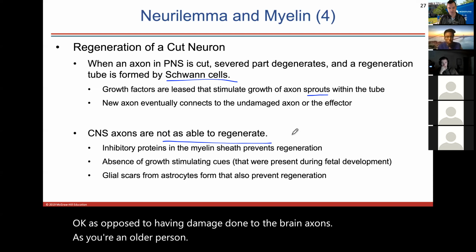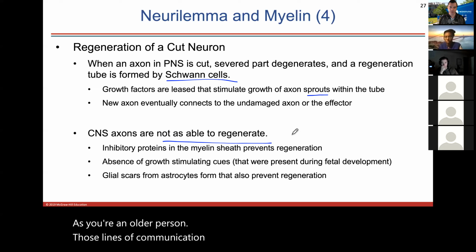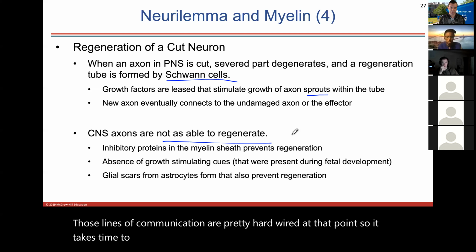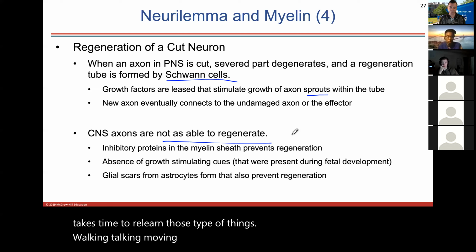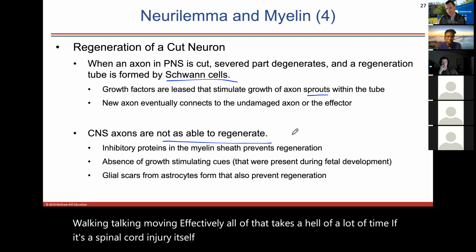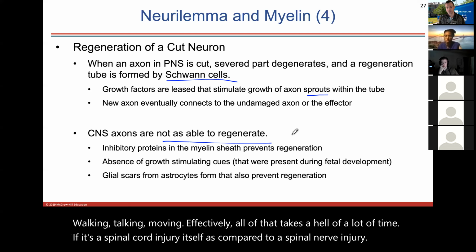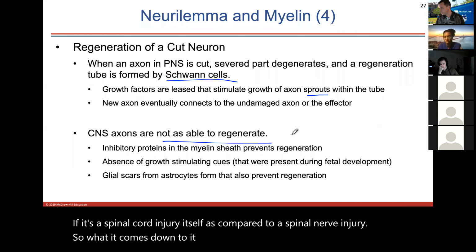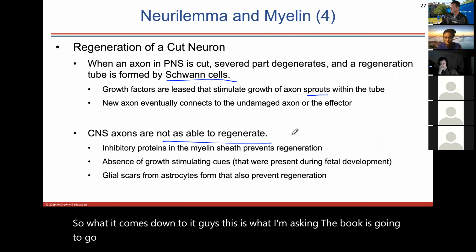Those lines of communication are pretty hardwired at that point. So it takes time to relearn those types of things. Okay? Walking, talking, moving effectively. All of that takes a hell of a lot of time if it's a spinal cord injury itself as compared to a spinal nerve injury. So when it comes down to it, guys, this is what I'm asking. Even the book is going to go into a number of details about it.